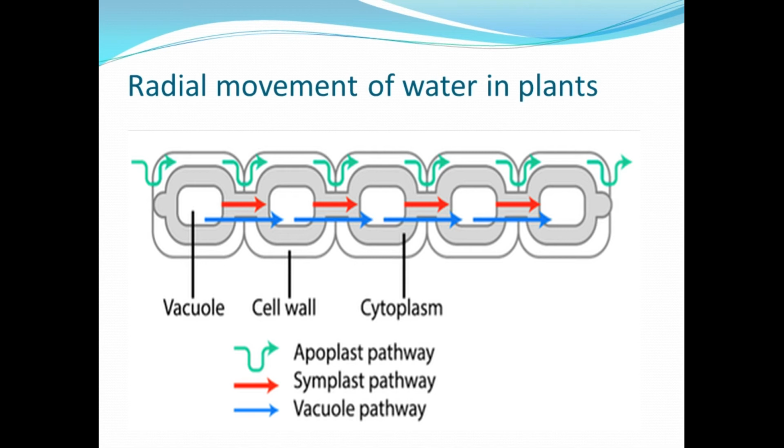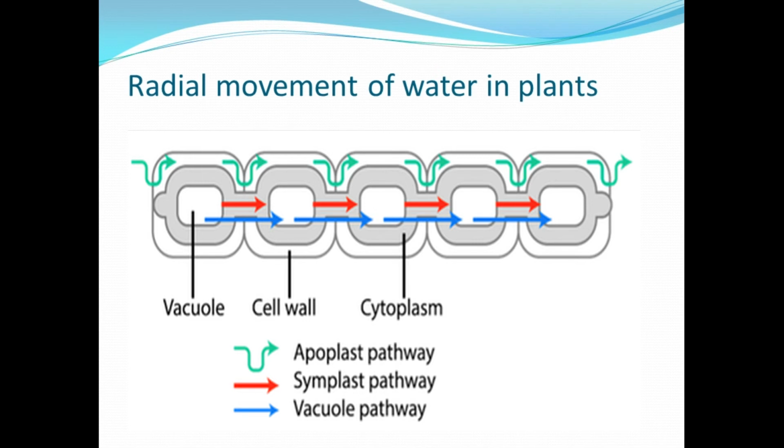Water moves by osmosis across the vacuoles of the cells of the root system. The water moves down the concentration gradient from the soil solution to the xylem. The next pathway is the symplast pathway.